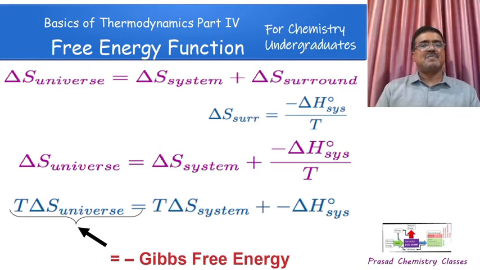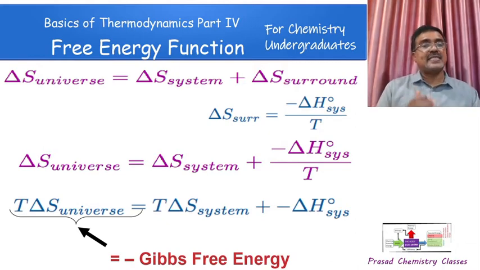System. So we can substitute that there. So we get delta S universe is equal to delta S system minus delta H system by T. And we know the right hand side of the equation should be equal to delta G system, because it should be equal to minus delta G system. Why? Delta G system is equal to delta H system minus T delta S. So it is the opposite here.